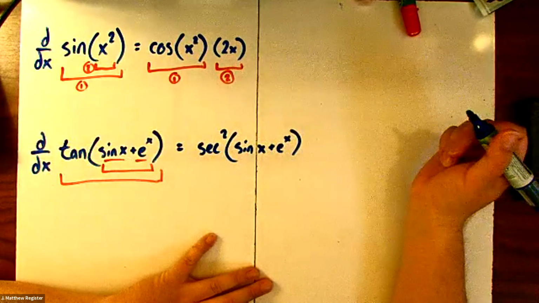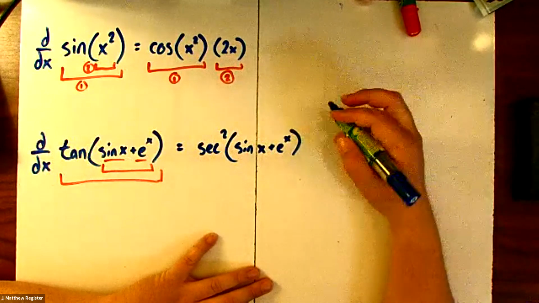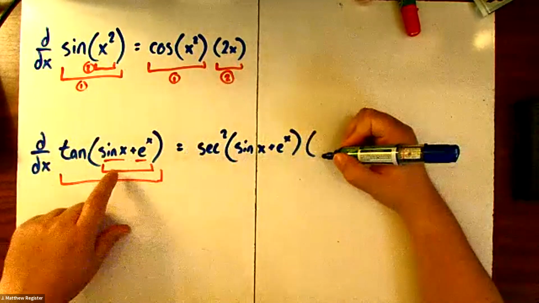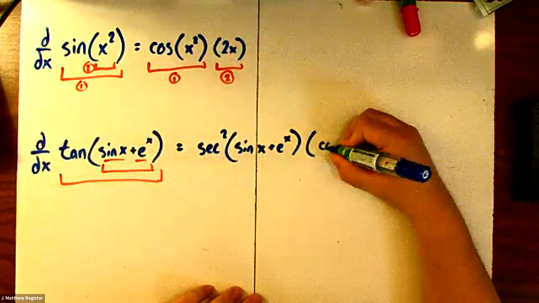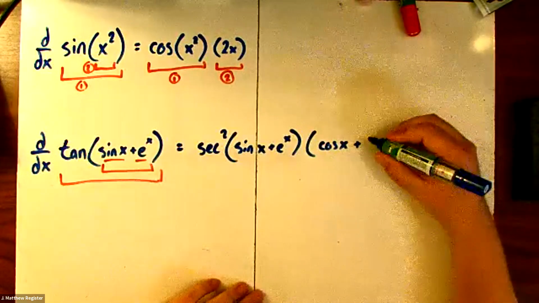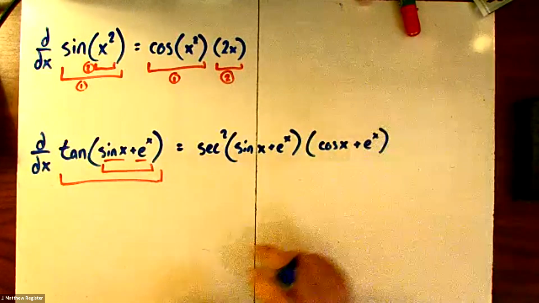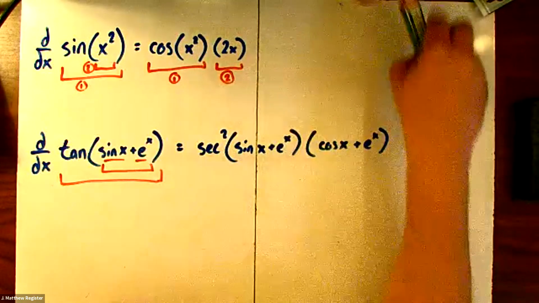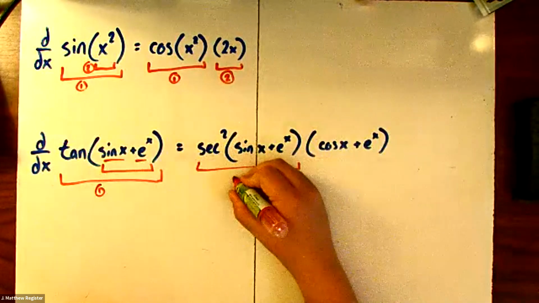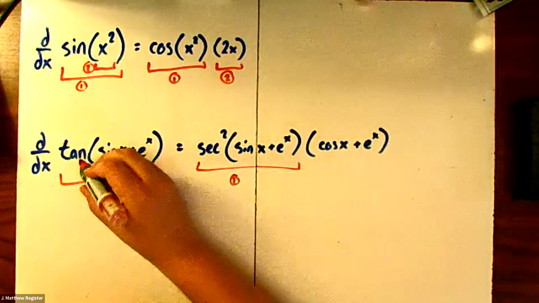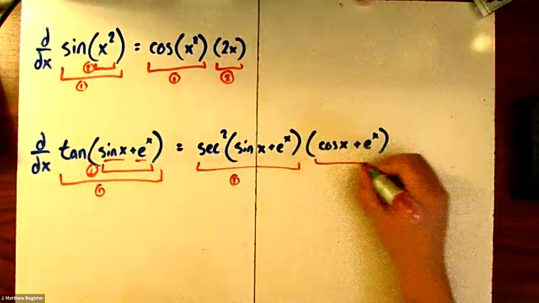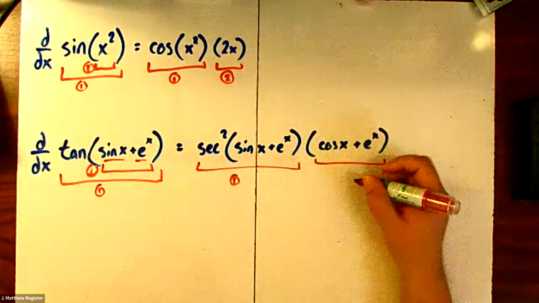But then we need to multiply by the derivative of that stuff. And so the derivative of sine of x plus e to the x, well, the derivative of sine of x is cosine of x, and the derivative of e to the x is e to the x. So we had the derivative of tangent of stuff, which was secant squared of stuff. And then we had the derivative of sine of x plus e to the x, which was cosine of x plus e to the x.